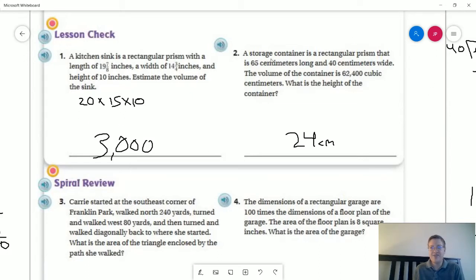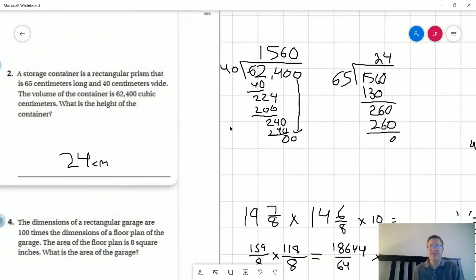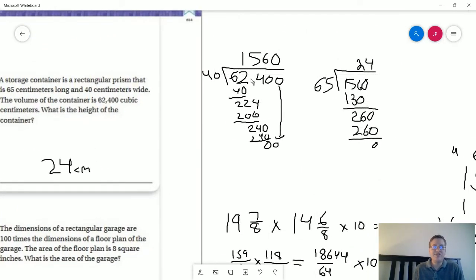Number 2, a storage container is a rectangular prism that's 65 by 40. The volume is 62,400. So what I ended up doing for that one, as I'm moving things around and messing up my orientation, would be 62,400 divided by 40, which gives me 1,560, which I then divide by 25. I think it was easier to do it this way instead of trying to do this divided by 65 to start with. So that gives me 24 as the height, and that should be a C, so it's 24 centimeters.